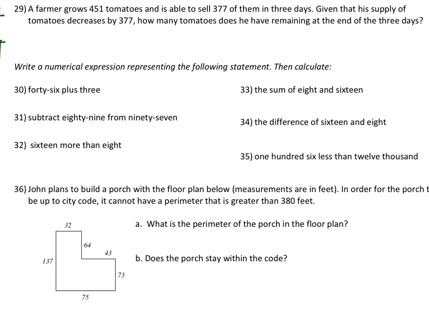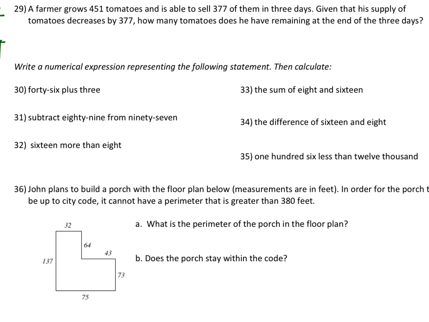A farmer grows 451 tomatoes and is able to sell 377 of them in 3 days. Given that his supply of tomatoes decreased by 377, how many tomatoes does he have remaining at the end of the 3 days? This one actually has a lot more words than it needs to for a word problem, which we like to do as math people. Makes us feel good about ourselves and makes other people hate themselves.